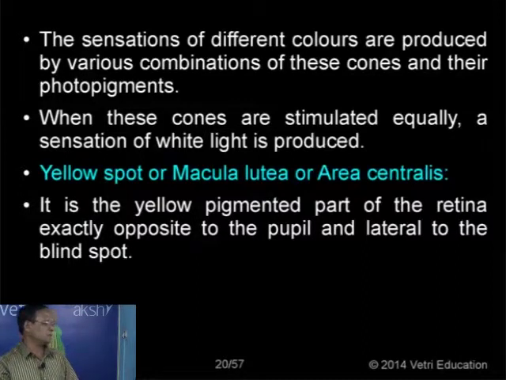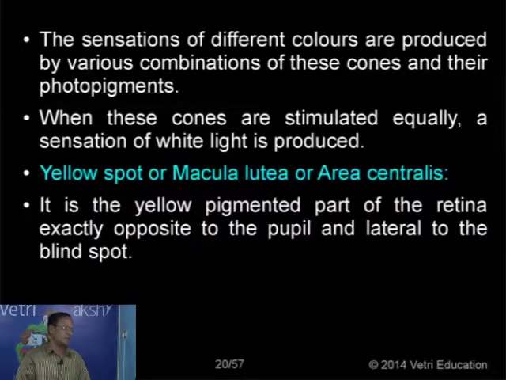So that we can perceive the different colors. Now I mentioned already what we mean by yellow spot or macula lutea or area centralis. This is the region with yellow pigment, that is why it is called the yellow spot, present in the retina exactly opposite the pupil, and also lying very close to the blind spot, or lateral to the blind spot. So it is nothing but the yellow spot, because it is yellow in color, and it is also called fovea centralis or area centralis. Macula lutea or fovea centralis.